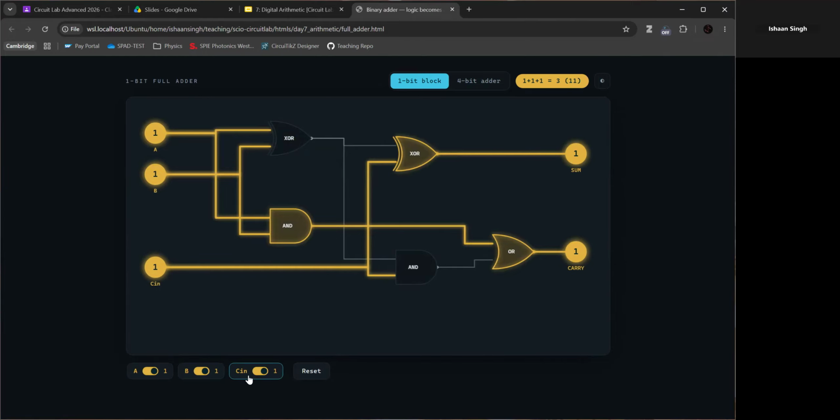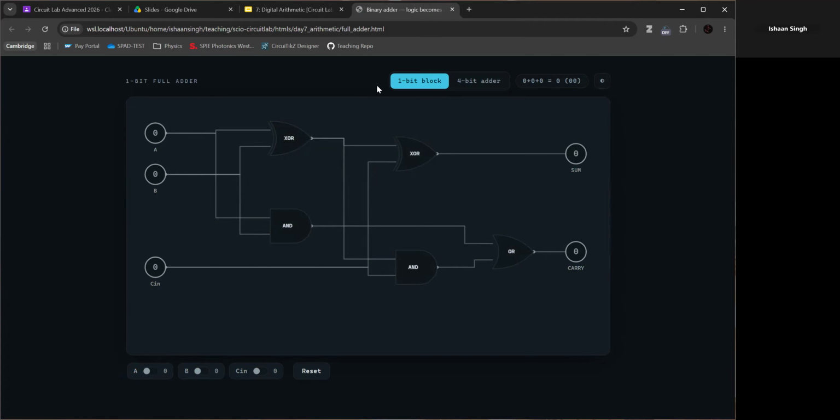Now what about all three? Well, then we get 1, 1, right? 1 plus 1 plus 1 equals 3. 3 in binary is 1, 1. Okay, so this is a circuit that does addition. Trace the outputs for yourself if it's still confusing.